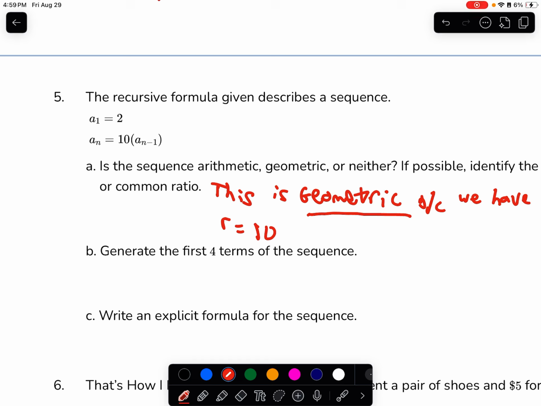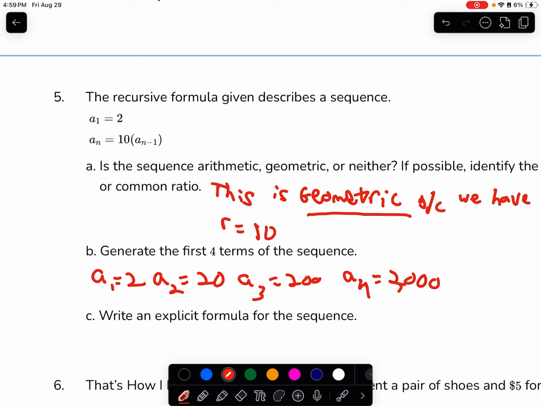Generate the first 4 terms of the sequence. We already have a sub 1 is 2. A sub 2 would be 20. A sub 3, because I'm multiplying by 10, would be 200. And a sub 4 would be 2,000, because we keep multiplying by 10.